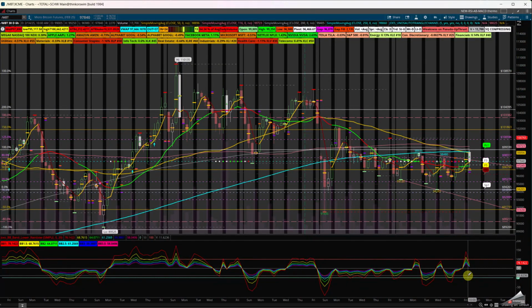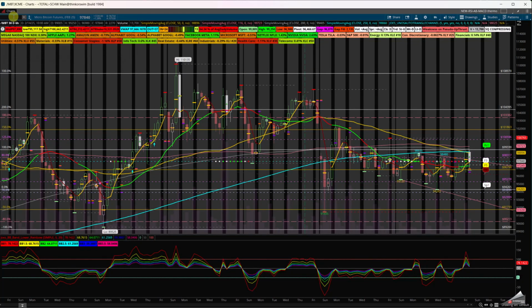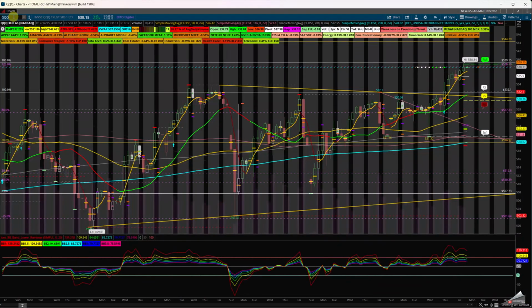So I'm just showing that Bitcoin is in compression, trying to make a decision. It cannot get out of its own way. It's been almost 10 days, 15 days in range on Bitcoin. Let's do the micro NQ, which is the NASDAQ, or I'll do the QQQ for everyone, so that way I don't use the measured move on the NASDAQ 100.